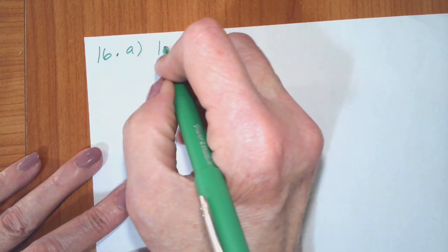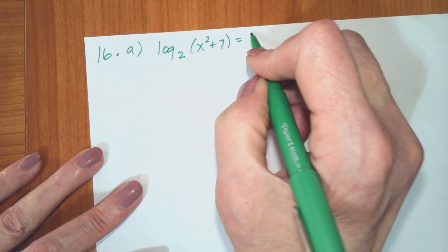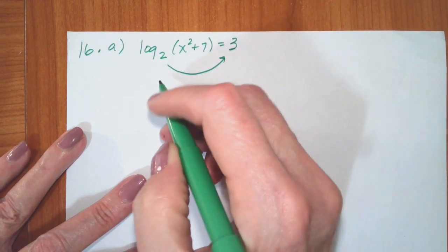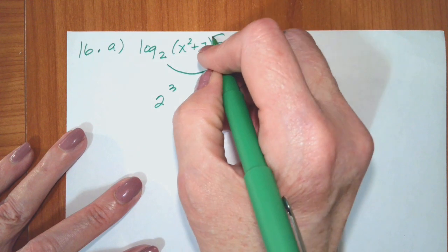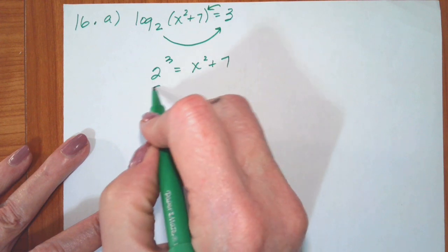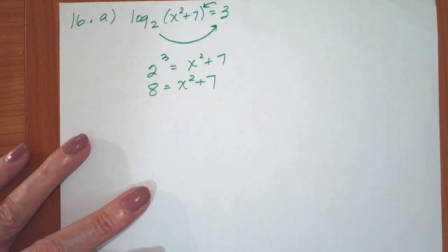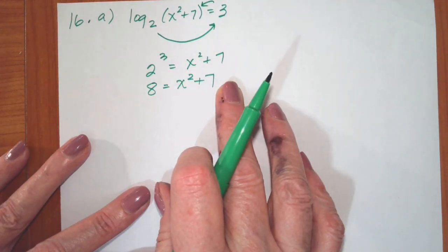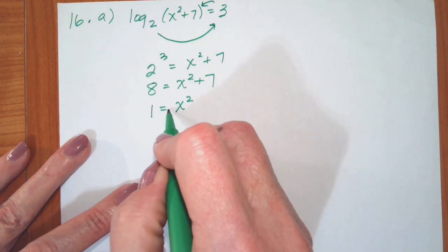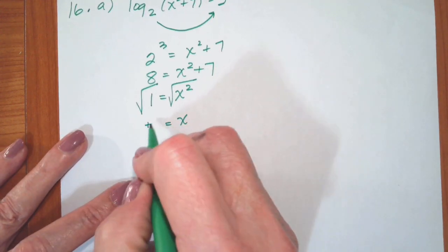So A, I have log base 2 of x squared plus 7 is equal to 3. So my definition of log tells me that 2 to the third is equal to x squared plus 7. So this tells me that 8 is equal to x squared plus 7. You can subtract the 8 and factor it, or you can just subtract 7. So I have 1 is equal to x squared. When I take the square root of both sides, I get x is equal to positive and negative 1.